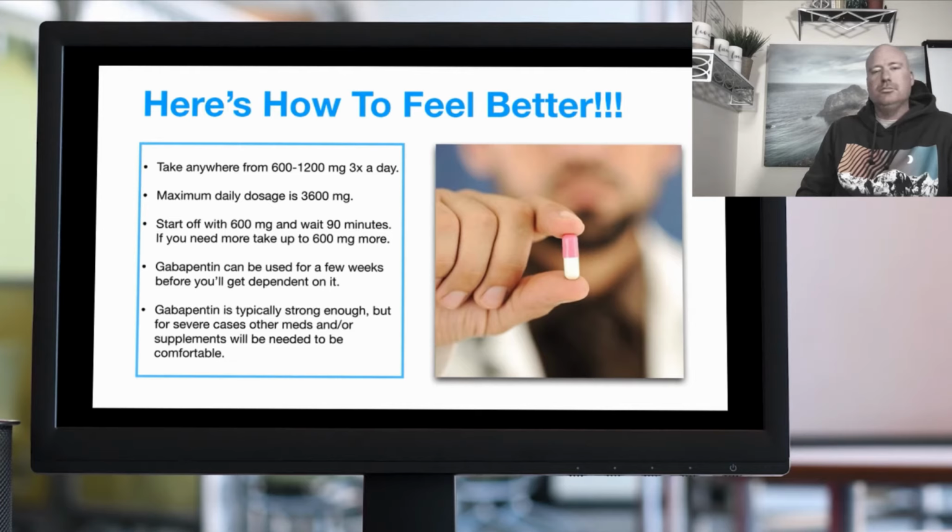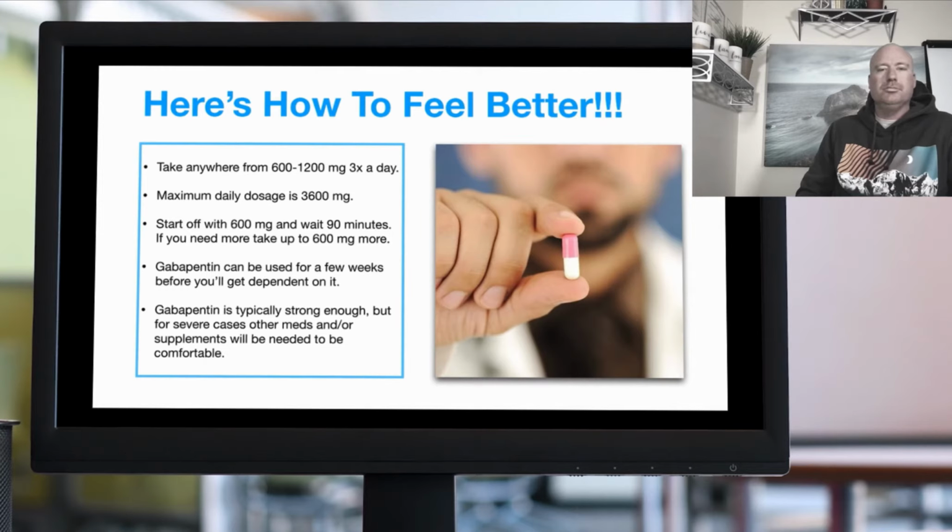Now, if you are on methadone or buprenorphine or other long-acting opioids, just use your last dose either in the morning or the afternoon. You could also use it in the evening too, but just make sure you use enough to sleep really well that night, and then it's the same thing, wake up in the morning and take those dosages. Now, gabapentin can be used for a few weeks before you're going to get dependent on it. So you don't want to use this long term for withdrawal, because then you'll get dependent on gabapentin. And that's got a really horrific withdrawal syndrome when you come off that cold turkey too.